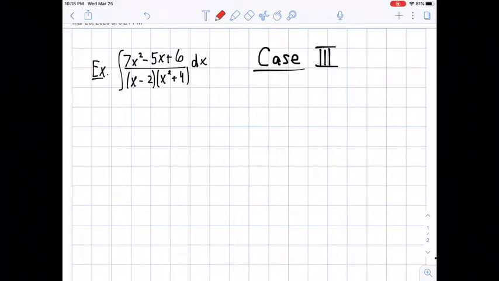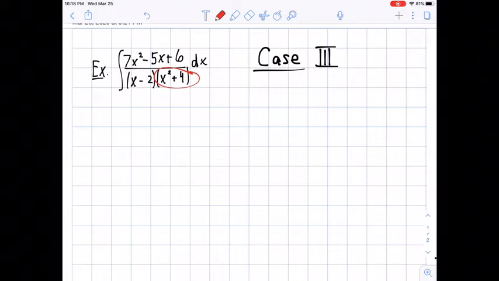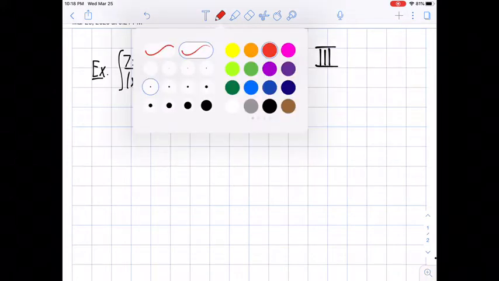Okay, so we're looking at this integral, and we notice that we have a rational function. We have one polynomial here, degree 2, divided by a degree 3 polynomial. And so we're not going to be able to do long division. What we do also notice, though, is that we're unable to factor this term, so we have an irreducible quadratic, which is very much what makes this case 3. And so this is going to be a little bit harder than the last one.